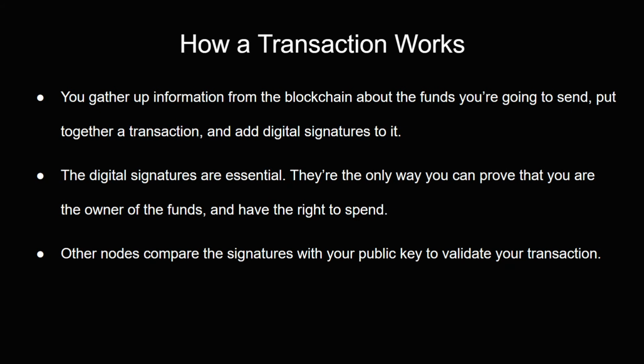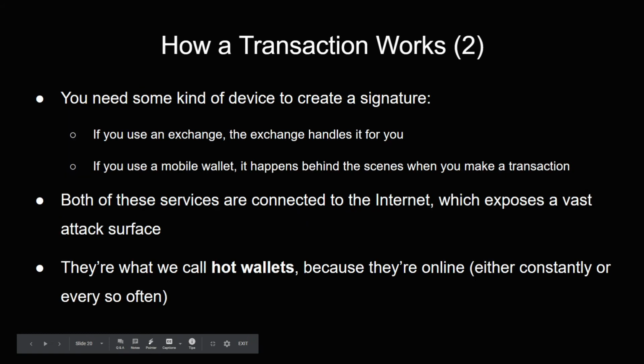So with your private key, you have a public key that's linked, which is what you share when you're trying to get funds. And so other nodes can compare the public key with the signature, and they can say with certainty that only the person with that private key could produce a signature. And so that'll make your transaction valid if you do have the right to spend those funds.